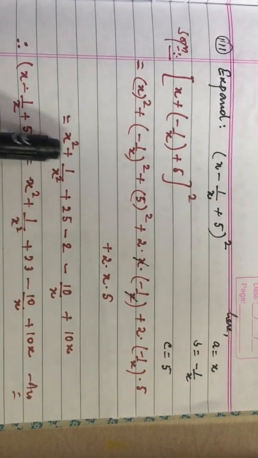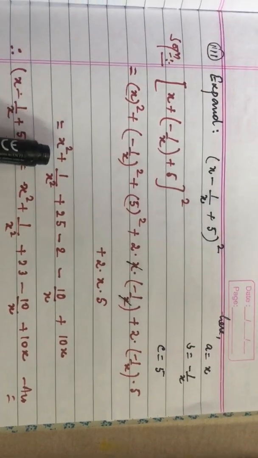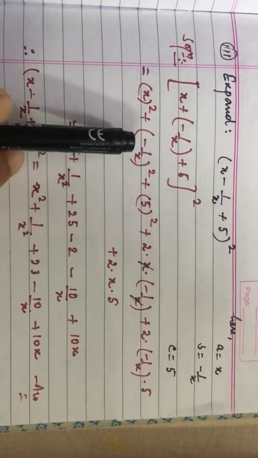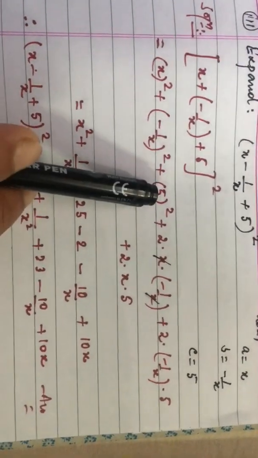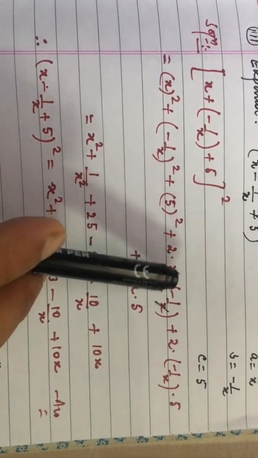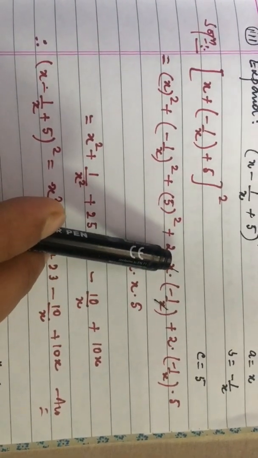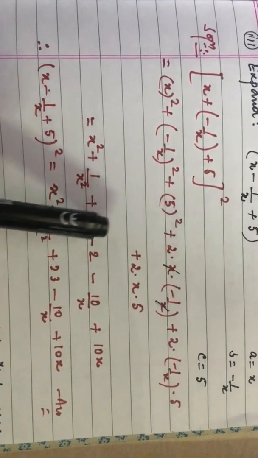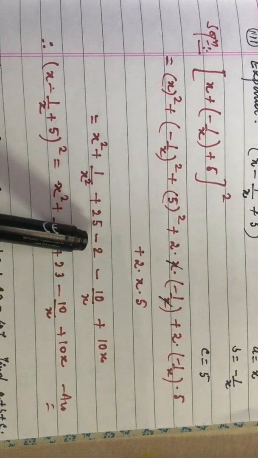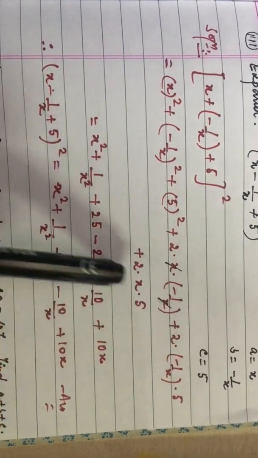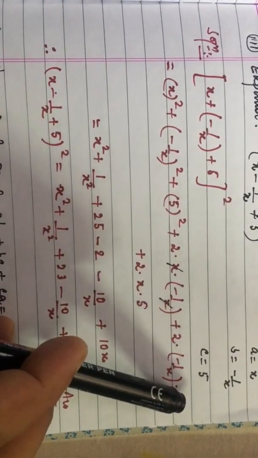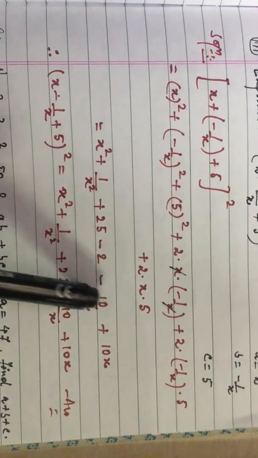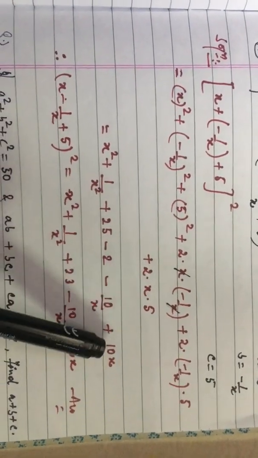x whole square, x square, the square of minus 1 by x is 1 by x square, and the square of 5 is 25. And this x will be cancelled because it is in numerator and denominator, with the multiplication sign in between. So minus plus minus, 2 1s are 2, again here minus plus minus, 2 1s are 2, 2 5s are 10, and denominator x, plus 2 5s are 10x.